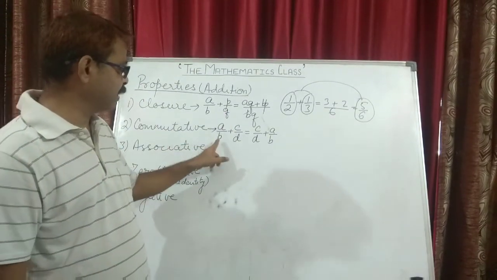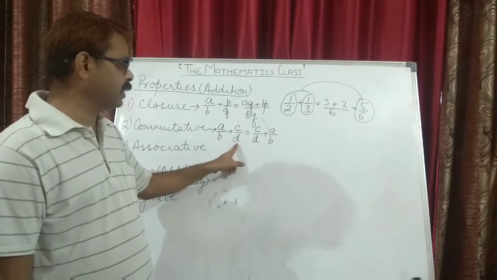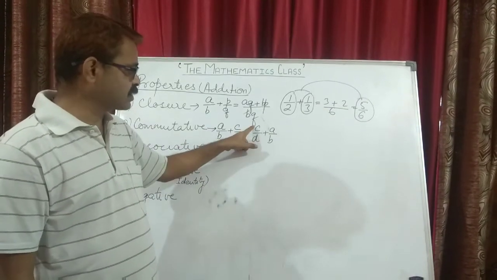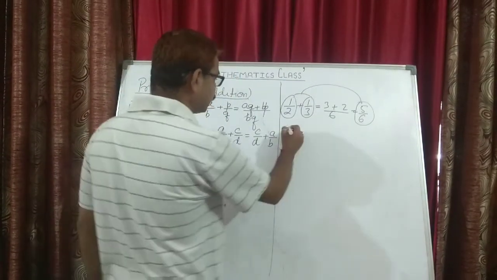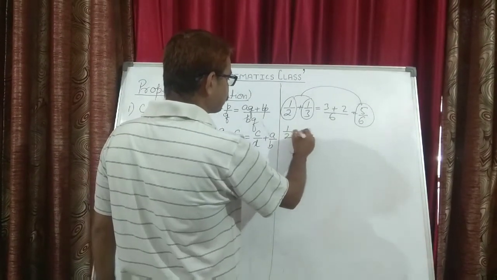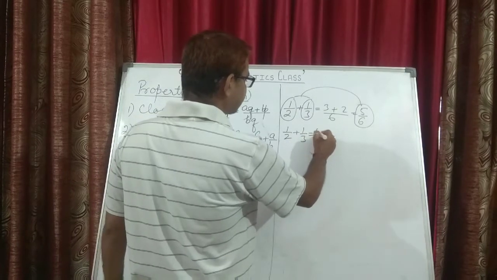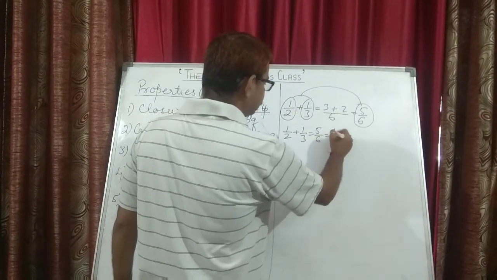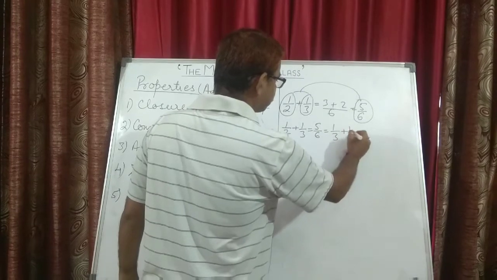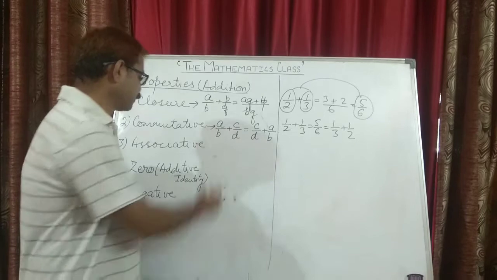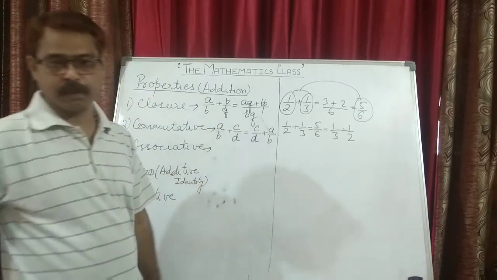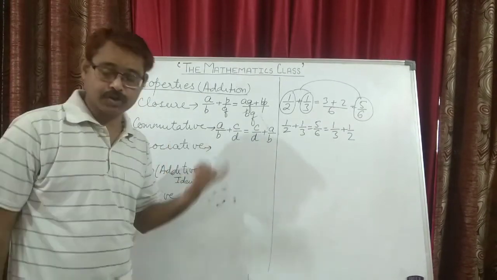Means if you write A upon B plus C upon D, same value you will get as C upon D plus A upon B. I am taking the same example. Let's say 1 upon 2 plus 1 upon 3, you will get 5 upon 6. Either you take 1 upon 3 and 1 upon 2, you will again get 5 upon 6.